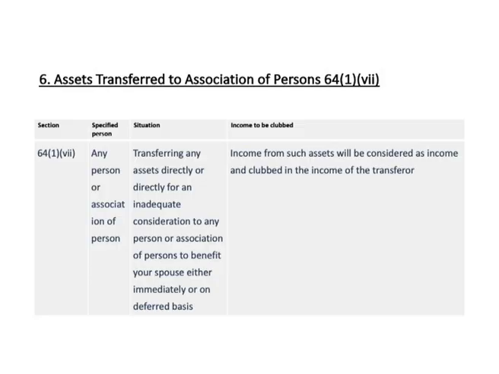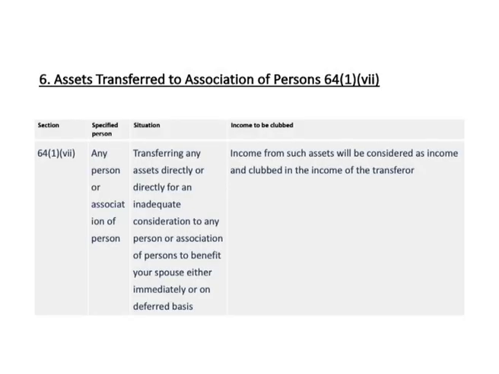Now, to continue, assets transferred to an association of persons. So, an association of persons, as was discussed earlier, is a trust or a cooperative society. With a feeling to benefit the cooperative society, a person might transfer some assets which might accrue income over a period of time for the benefit of the society or the trust. The transferor could have done that, but then there are a few provisions which have to be applied under section 64(1) clause 7.